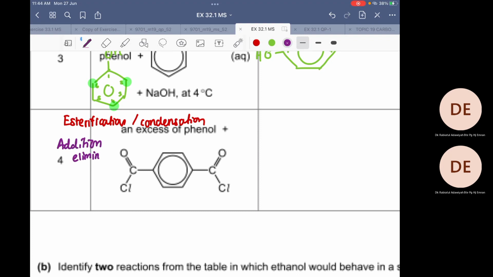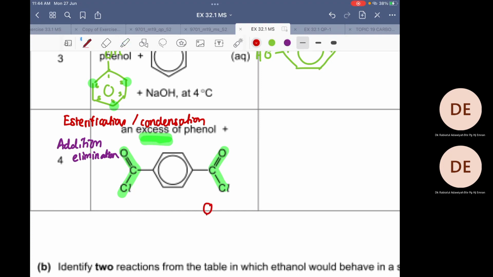elimination mechanism. So it's like phenol reacting with carboxylic acid, but this is the cousin of carboxylic acid. Okay? So just to point out, that's the reactive functional group. And it also mentions excess. So that means you can have more than one molecule of phenol, right? And phenol will react with both sides of the functional group.